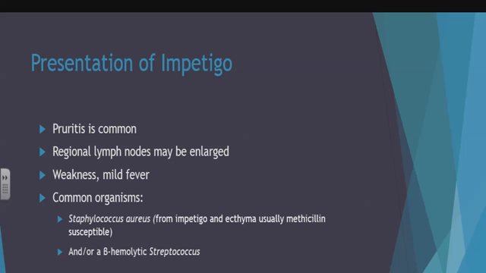You can have some regional lymph node enlargement, but that's usually less common. You could present with weakness and a mild fever, but generally I don't see super high fevers in these cases. Children can get fevers with really minor things, so I would say this is probably more in a child to be presenting with a fever. The common organisms are actually Staph aureus and/or strep, and it would be beta hemolytic strep.